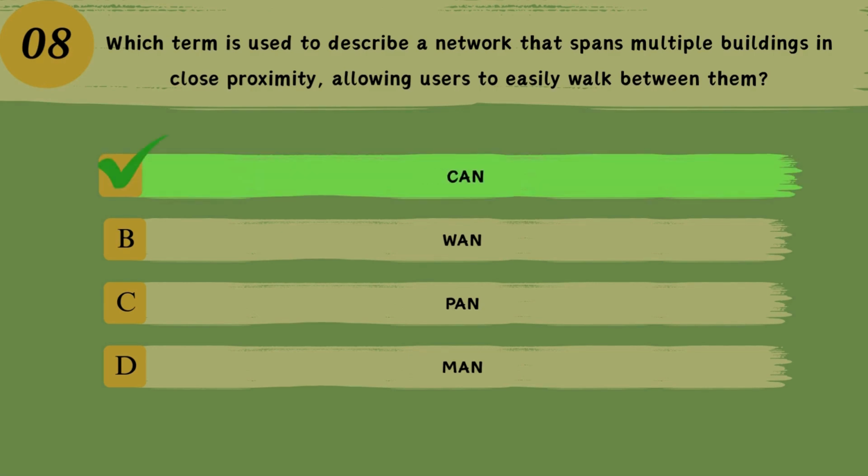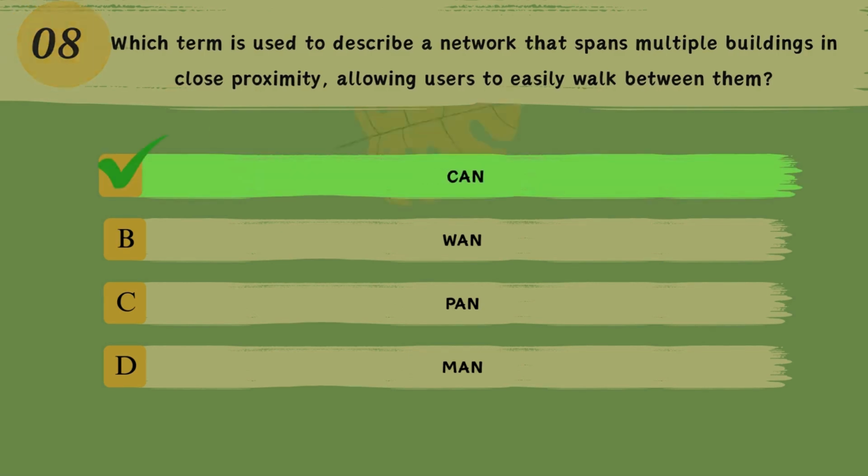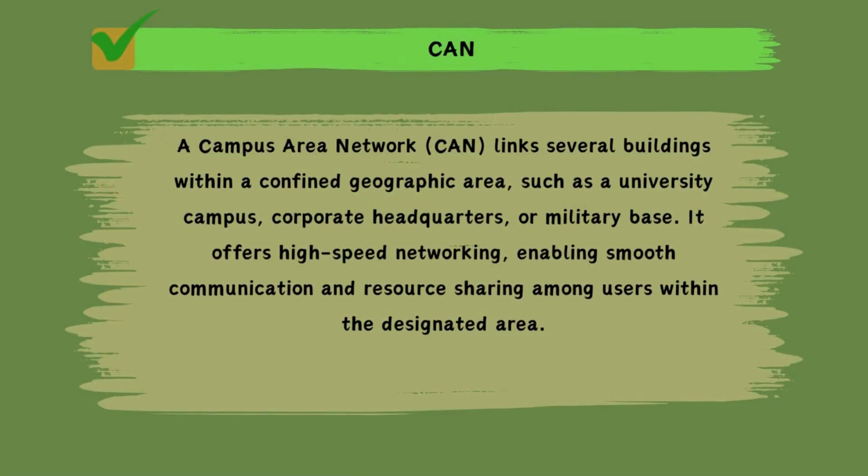Correct answer: A. CAN. A campus area network links several buildings within a confined geographic area, such as a university campus, corporate headquarters, or military base. It offers high-speed networking, enabling smooth communication and resource sharing among users within the designated area.